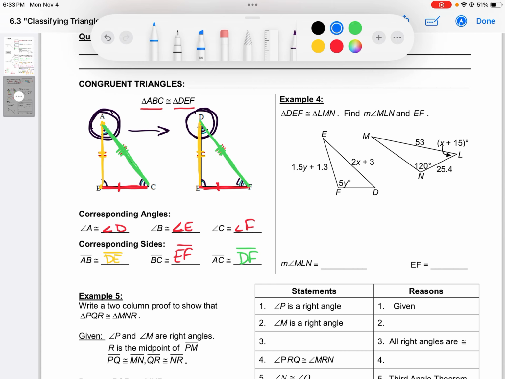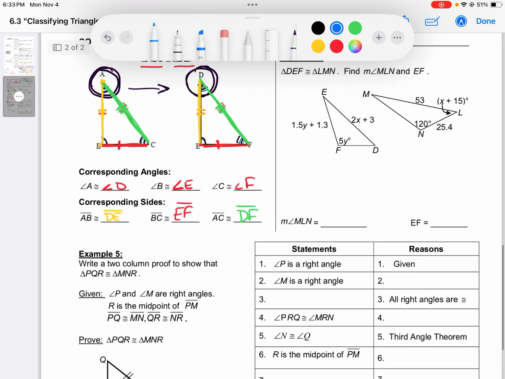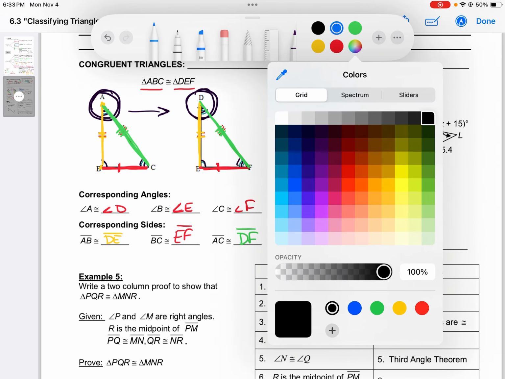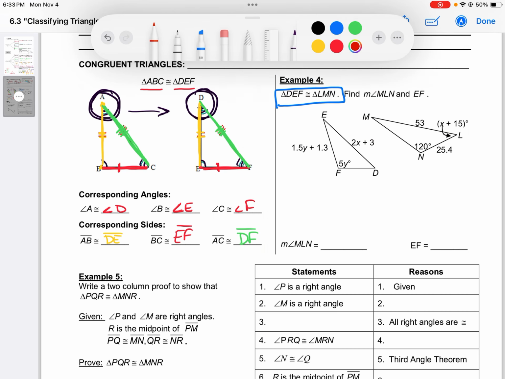And so, like I said, these are pretty easy to see because the triangles are rotated and aligned, and it's very easily observed what's congruent and what's corresponding. And on this next example, we have two congruent triangles because it's given, but they are not aligned. And so sometimes it helps to redraw, or if you have multiple colors, it helps to color code everything.